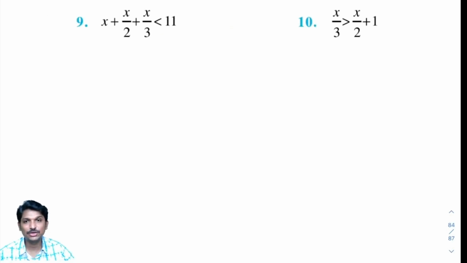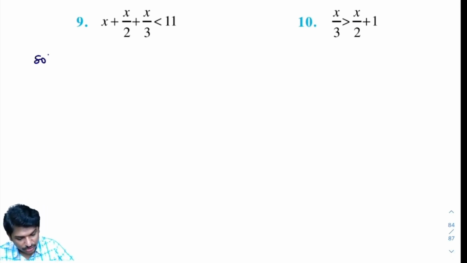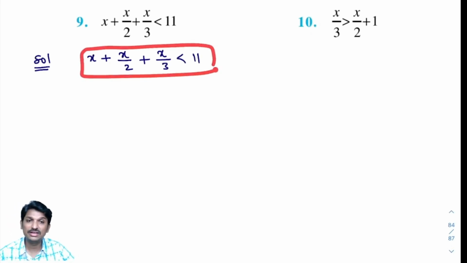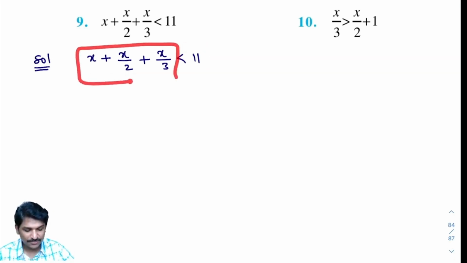9th question, 10th question. I'll do the 9th question. You try the 10th question on your own. Both are the same type. Okay. So how to solve this 9th question? First thing, what is given? X plus x by 2 plus x by 3 is less than 11. Generally what we'll do, we'll try to write all x terms at one side, remaining all other side. So here already all x terms are at one side only. You just simplify this.